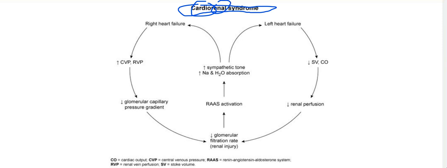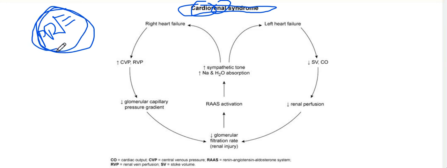So it is actually a type of syndrome in which there is a condition leading to pre-renal failure. Pre-renal failure. So I have written pre. So how does it lead to pre-renal failure? The important concern for today is how it leads to pre-renal failure.